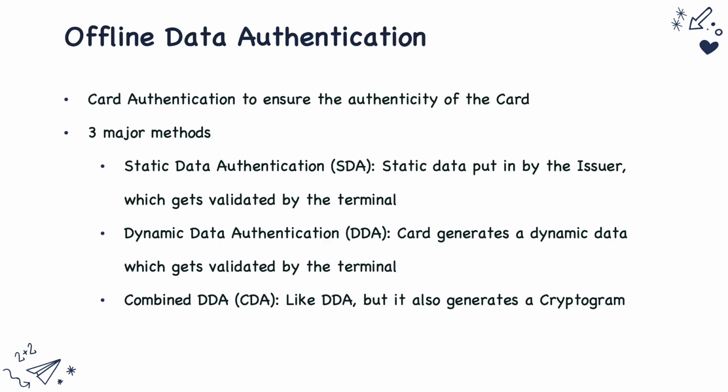The next step is to authenticate if the card is valid. This is called offline data authentication. There are three major methods with which the terminal authenticates if the card is valid. The first one is static data authentication, where certain static signed data is put on the chip by the issuer, which gets validated by the terminal. In all of these three techniques, it involves asymmetric key cryptography.